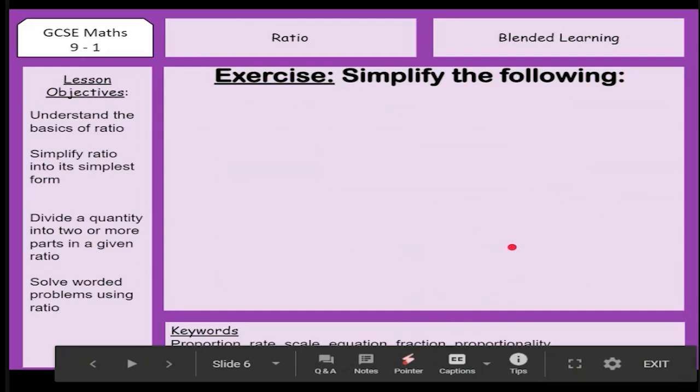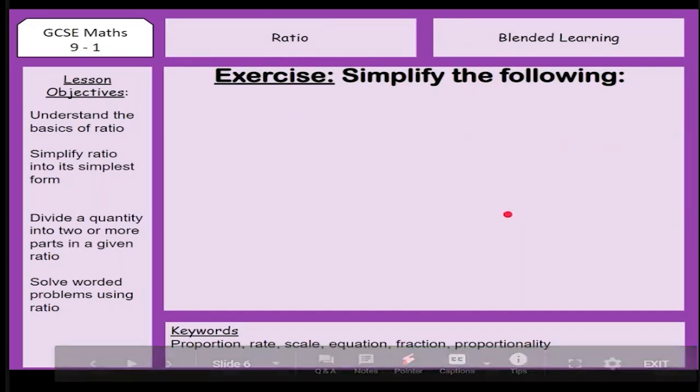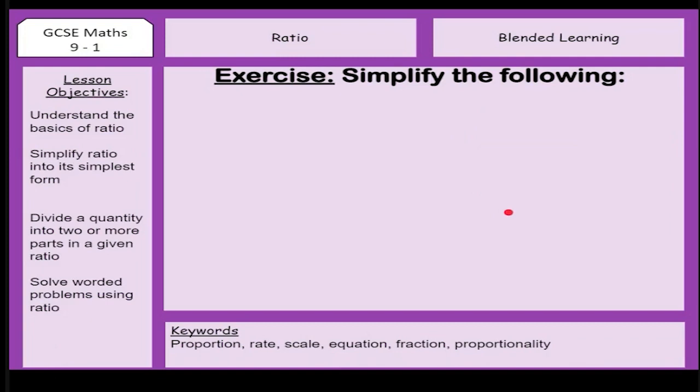So let's have a look at the following, and can we simplify them? Remember, you can pause this and check your answers after. So 5 to 10. Remember, I'm looking for a number that will go into both 5 and 10.